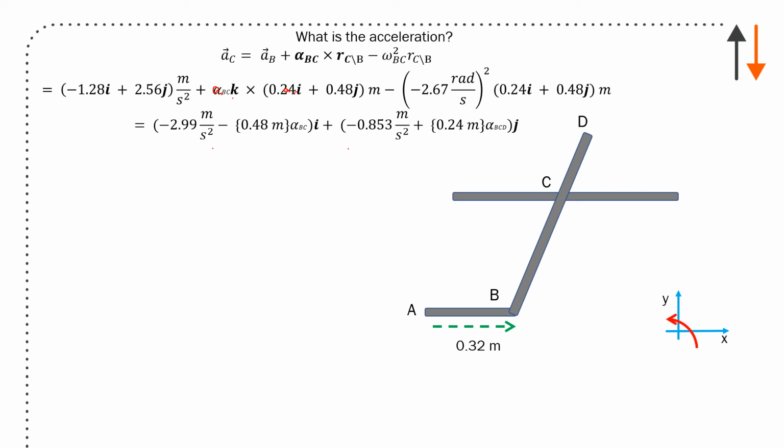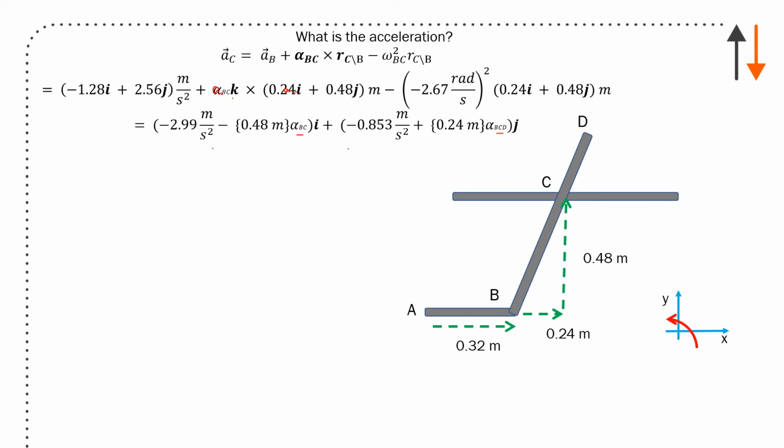Substituting in terms, alpha BC k, 0.24 i, 0.48 j. Substituting in all the expressions, I then end up with an expression with one unknown, alpha BC, which is the same as alpha BCD. So there you go. And those are the distances.